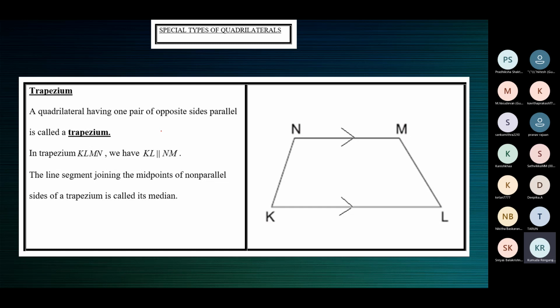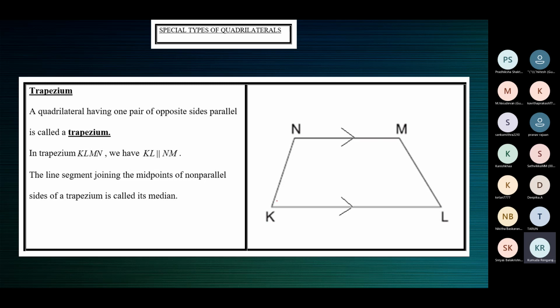So in the trapezium KLMN, it's marked that KL is parallel to NM. Oh, sorry, I made a mistake while typing. I must say in quadrilateral KLMN, I shouldn't say in trapezium. Listen to this: in quadrilateral KLMN, KL is parallel to NM. Therefore, KLMN is a trapezium. That's what I wanted to say, but I don't find it in my slide.